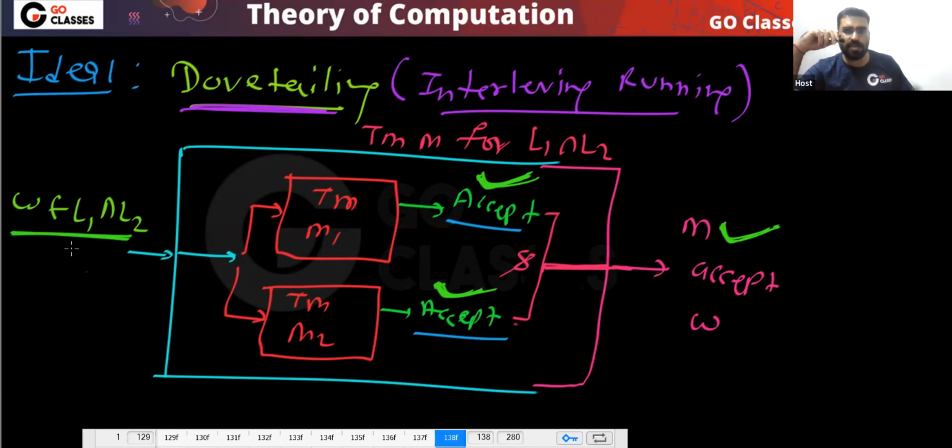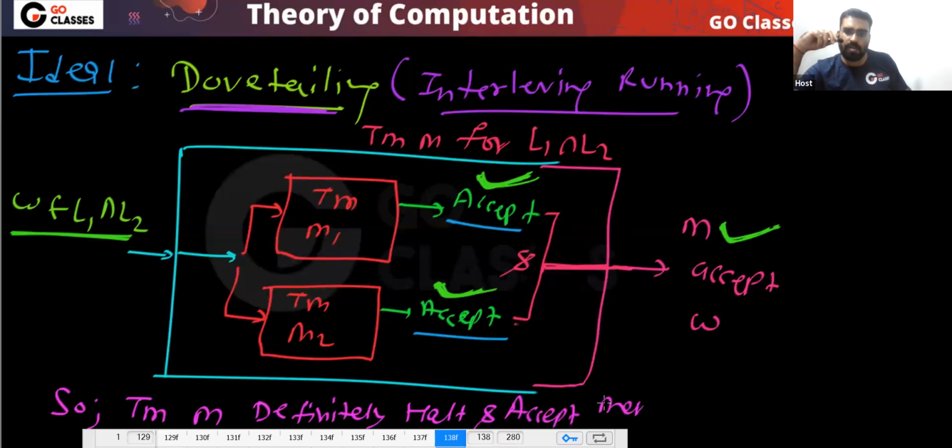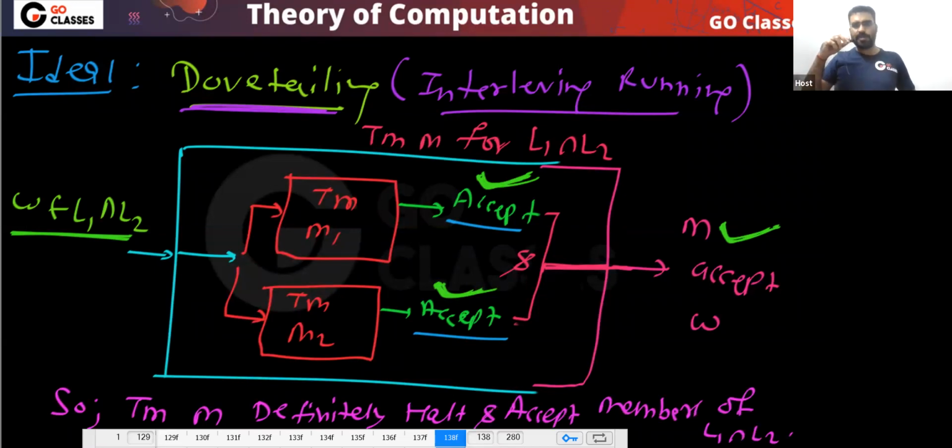So this is a Turing machine. What can I say? This Turing machine M will definitely halt and accept. On whom? Members of L1 intersection L2, correct? It will definitely halt and accept members of L1 intersection L2. This is your proof.